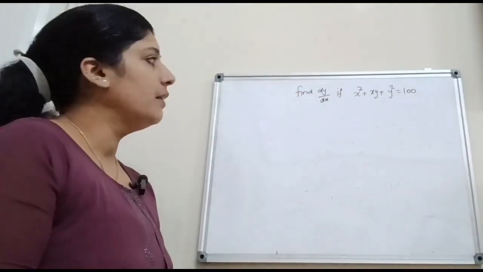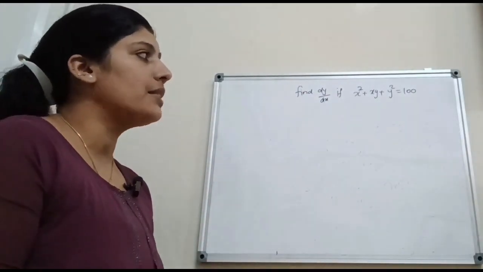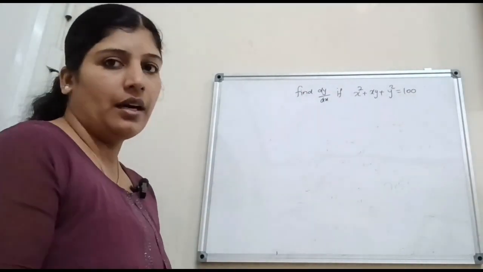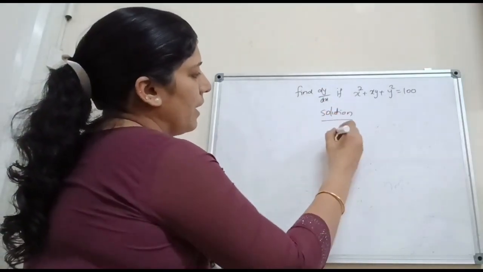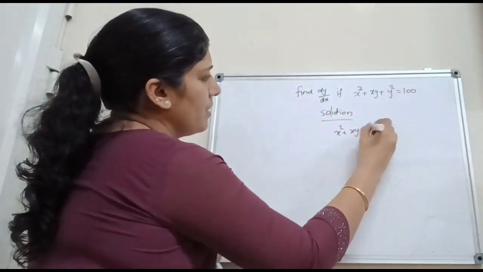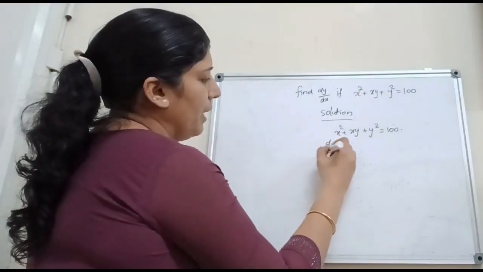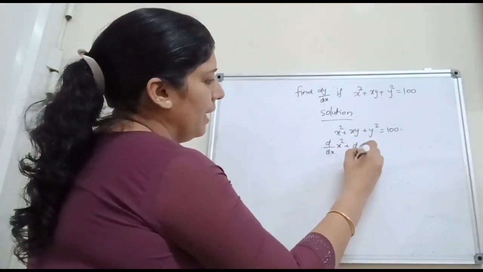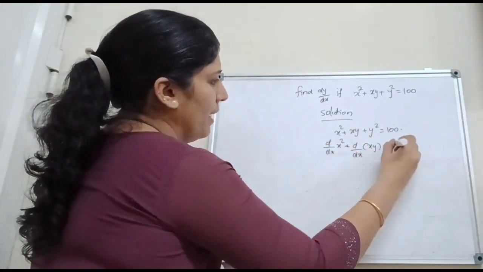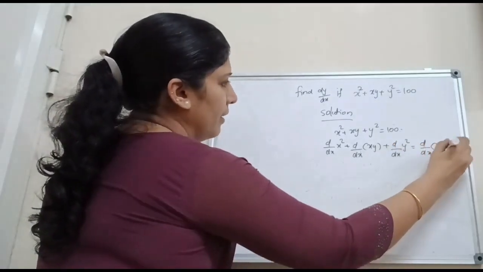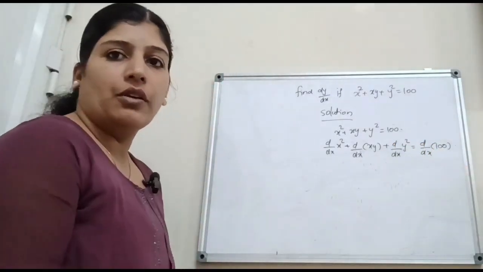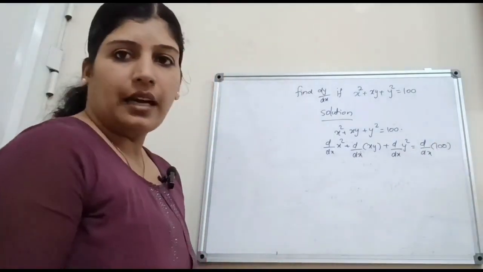Next, find dy by dx if x square plus xy plus y square equal to 100. Now here, first differentiate on both sides with respect to x. That is x square plus xy plus y square equal to 100. Then d by dx of x square plus d by dx of xy plus d by dx of y square equal to d by dx of 100. Now here we know that the derivative of a constant is 0. That is, the right side is 0.